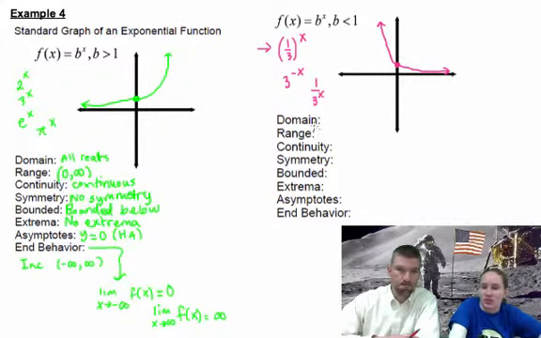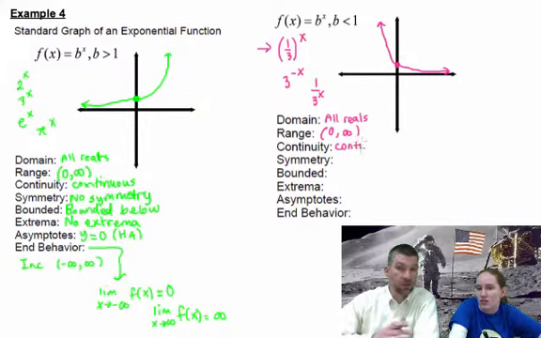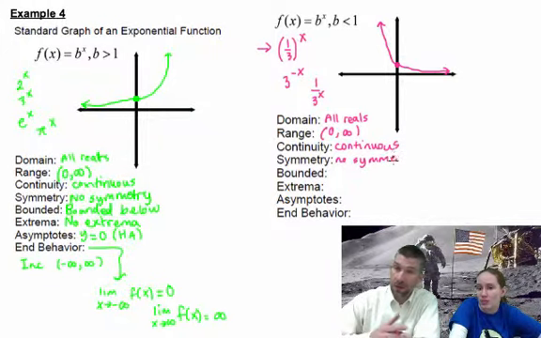So the domain, again, is all reals. We can put whatever number we want into the exponent. Our range is still 0 to infinity because we're above the x-axis. We're still continuous. We still have no symmetry. So all of that is the same. And we're still bounded below because we don't fall below the x-axis.